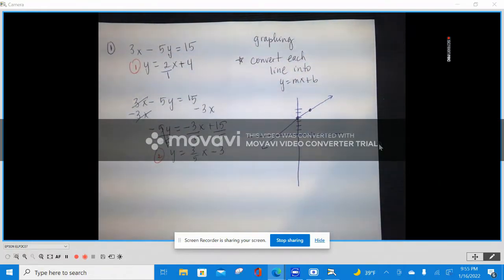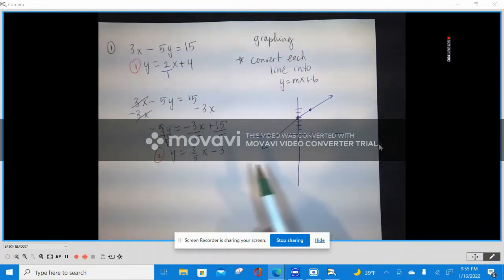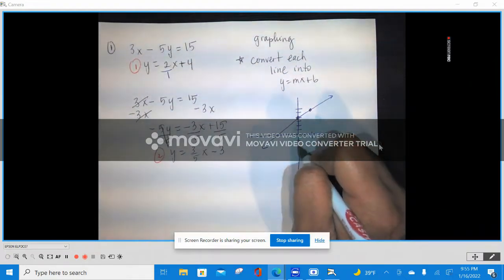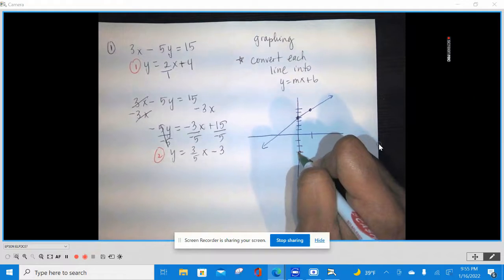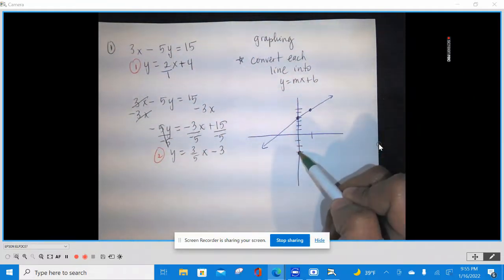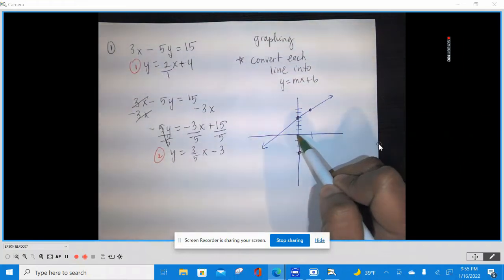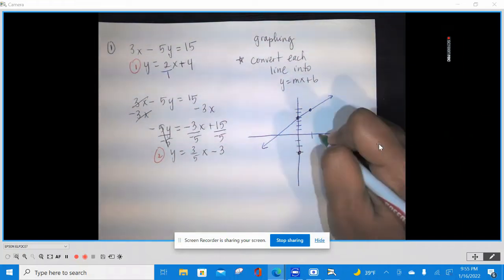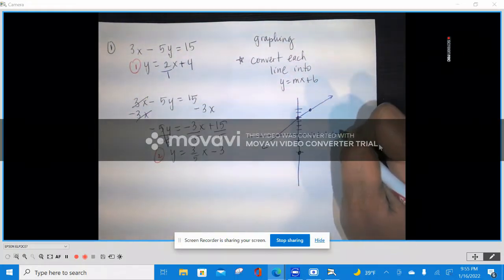Okay, now I'm going to go ahead in another color, and I need to graph this one. So I'm going to go to (0, -3). There's the y-intercept, and the slope is to go 3 up and 5 to the right. So I'm going to go up 1, 2, 3, and then I'm going to run 5 to the right, which will be here.